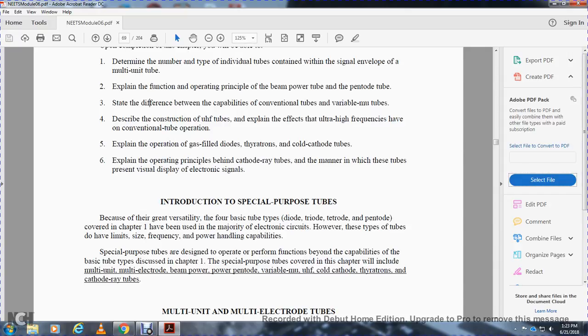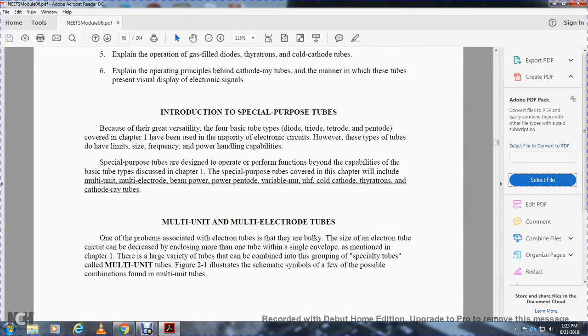Special purpose tubes are designed to perform functions beyond the capability of the basic tube types discussed in Chapter 1. The special purpose tubes covered in this chapter include multiple unit, multiple electrode, beam power, pentode, variable multiple unit, ultra high frequency, cold cathode tube, cold cathode thyratrons, and cathode ray tubes. Multiple unit, multiple electrode tubes.